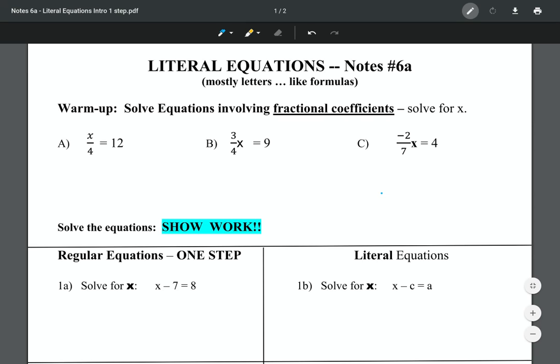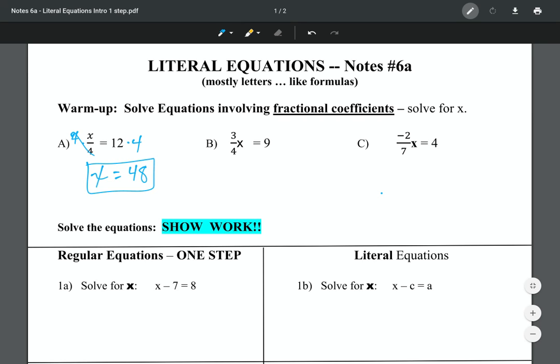So what I've told you before is that getting rid of the denominator seems to be the easiest thing to do. So what we're going to do is multiply this by 4. Whatever you do to one side, you do to the other. And of course, those 4's cancel out. So you have x is equal to 12 times 4 is 48.